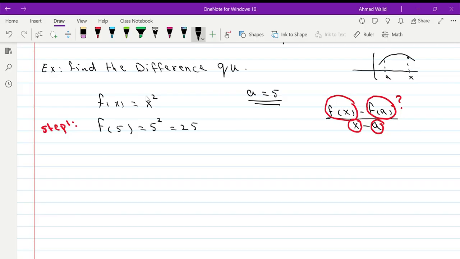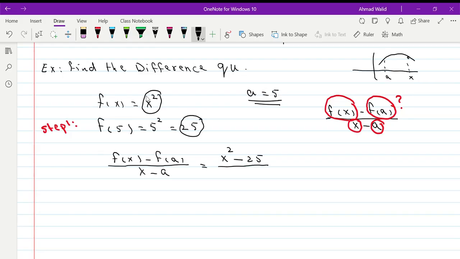Now I will write my formula and find the difference quotient, correct? My formula is f of x minus f of a over x minus a. Plug in the numbers. What is f of x? Your f of x is x squared minus f of a. My f of a is 25, over x minus a. How much is x? We don't know. We will keep our x. And how much is a? 5. Look, you can simplify.